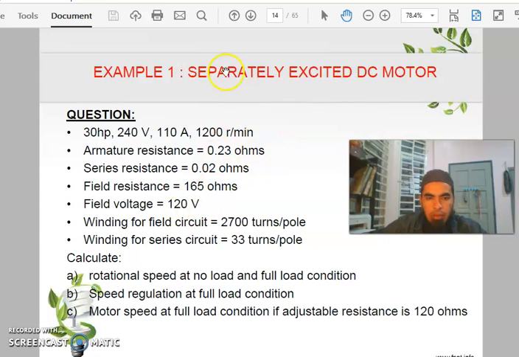So all this data, by right, when you have this kind of question, you re-sketch the schematic, put all the data inside, then produce the formula related to the circuit. And we calculate A, the rotational speed at no load and full load of the motor, the speed regulation at full load, and the motor speed at another value of RF. Okay, we try to discuss and solve it here.